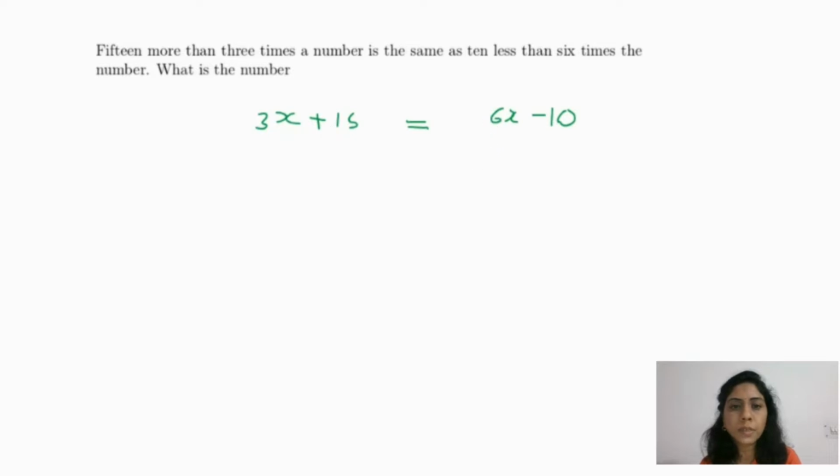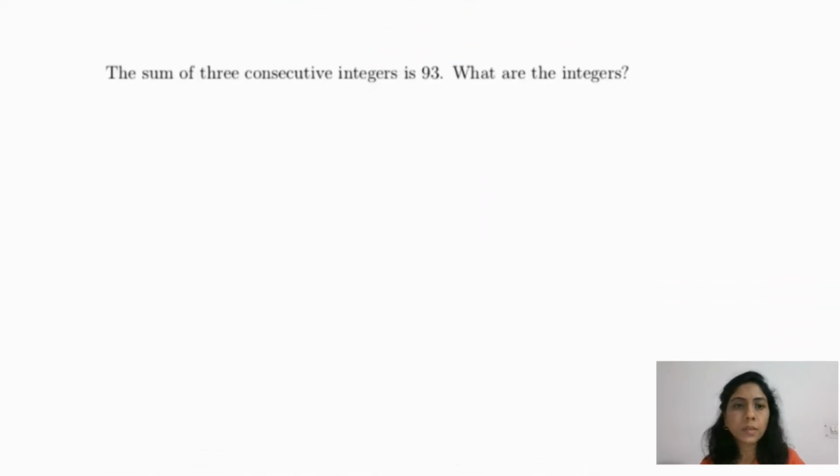Subtract both sides 3x, so 15. You can subtract 6x also, but you will get in negative, so I prefer actually positive, so that's why I did both sides subtract 3x. 6x minus 3x, 3x minus 10. Okay, now add 10 both sides. So this is 25 equal 3x. Now what is x value? 25 divided by 3. Okay, this is the answer.